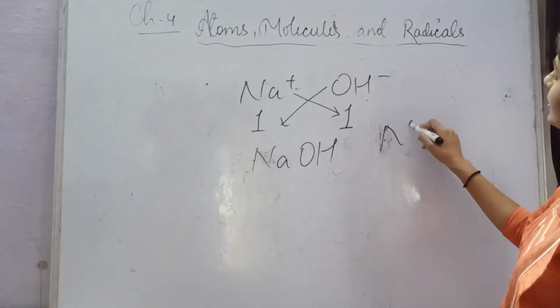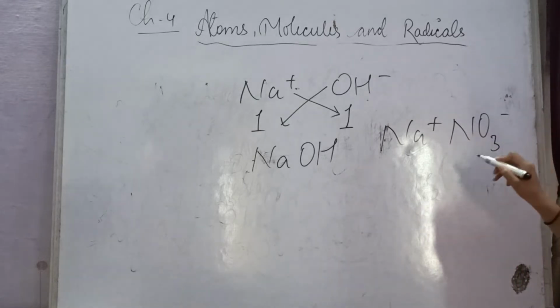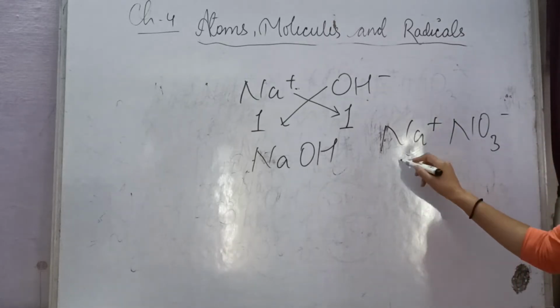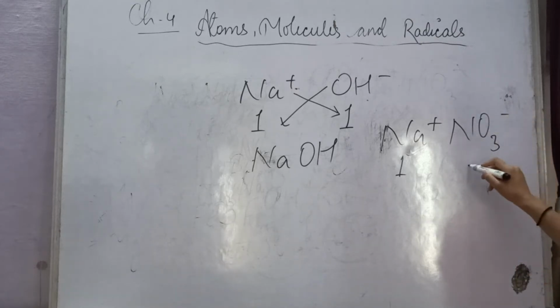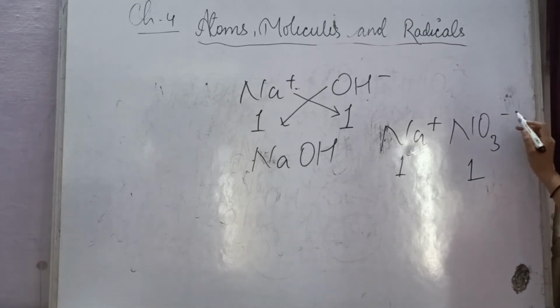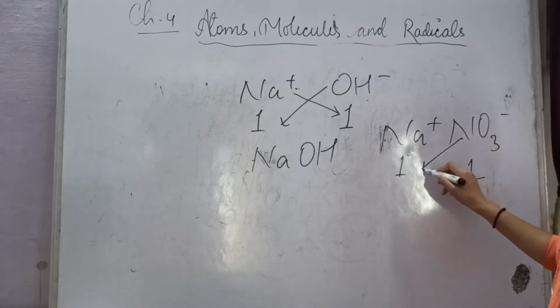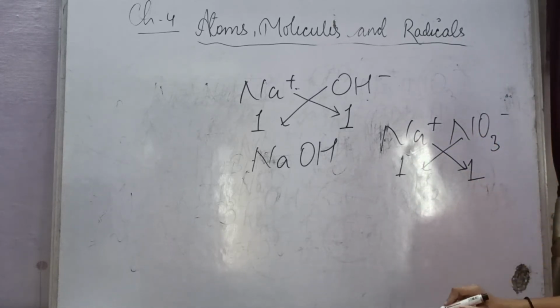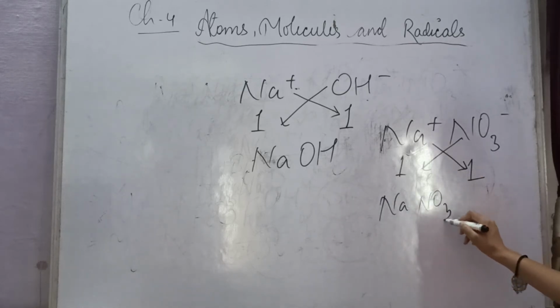Let's see some more, like sodium nitrate. Let's take it here. Sodium nitrate, NaNO3. Sodium has one positive charge, so its valency is 1. The nitrate has valency 1 because it carries only one negative charge. Now transpose their valencies. What will you get? You will get NaNO3, sodium nitrate.